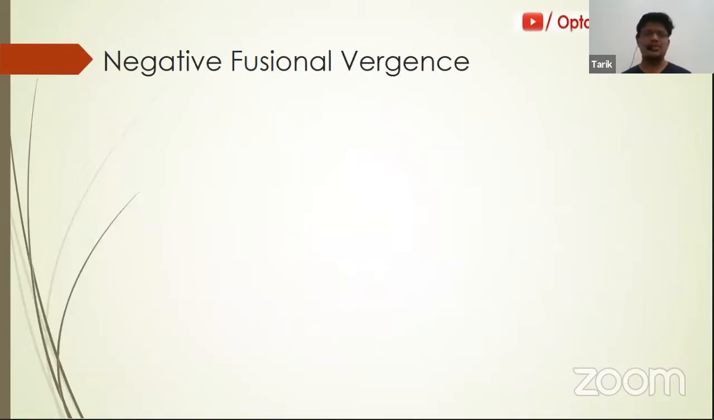The next is about your negative fusional vergence. Negative fusional vergence is nothing but your assessment of the divergence, or rather how much you can diverge. It is done with the help of your base in prism, and this can be done both for distance as well as for near.